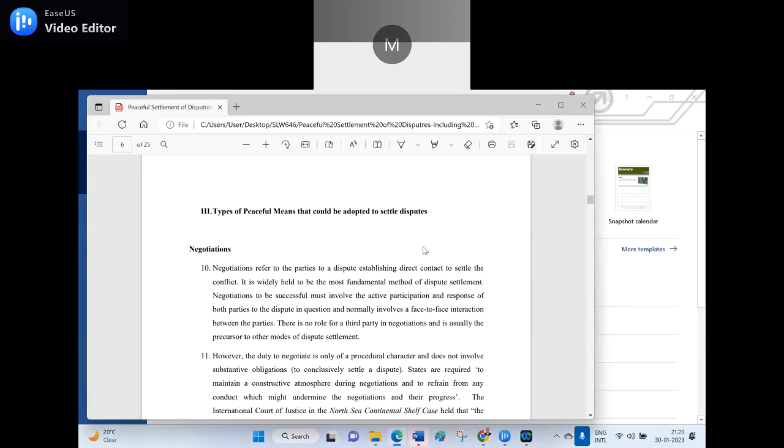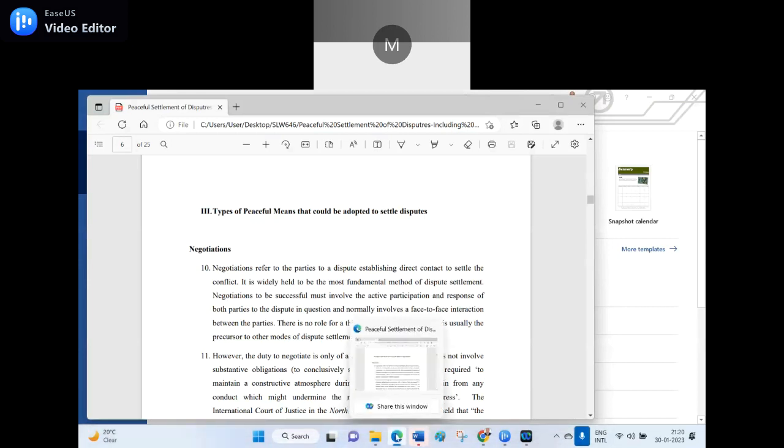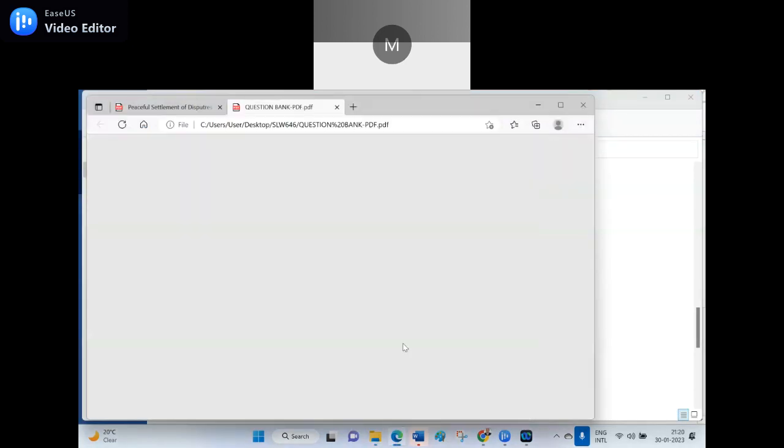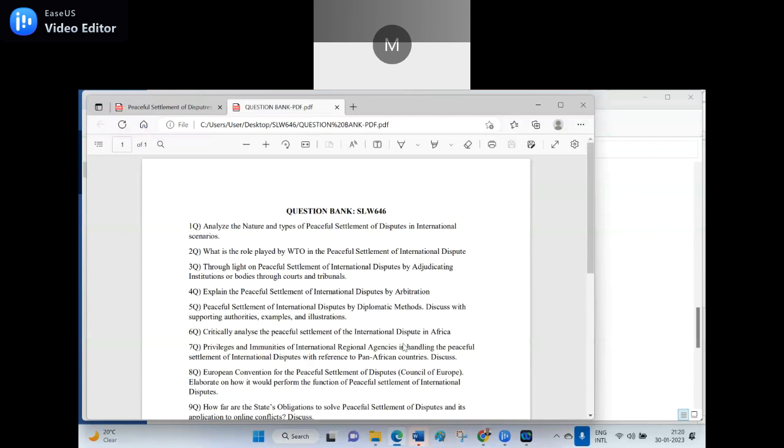I don't know whether I posted or not, the 8 questions which I already prepared for your test. And here I could show you, in a nutshell, the question bank. Yes, you could see the question bank now on the screen. Could you see the question bank on the screen, SLW646?